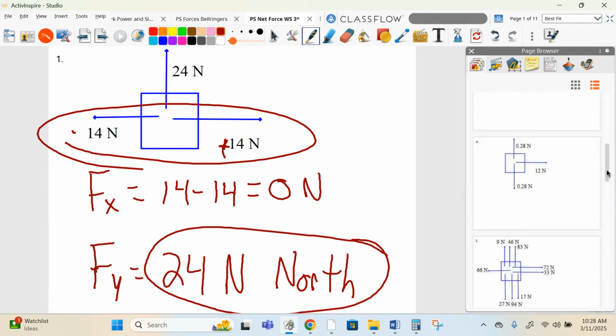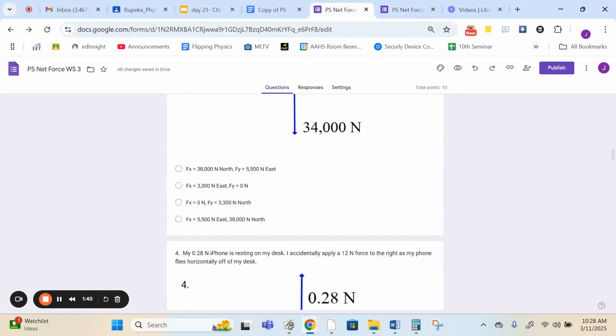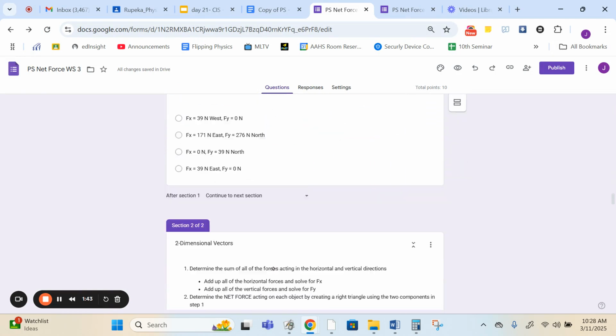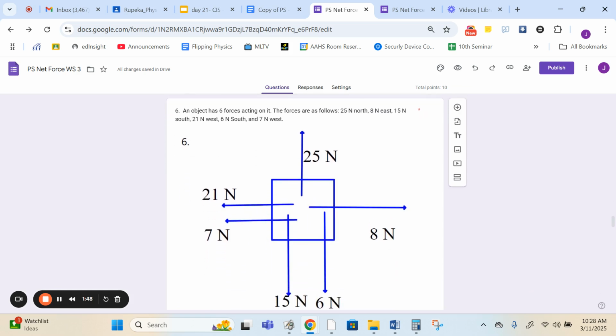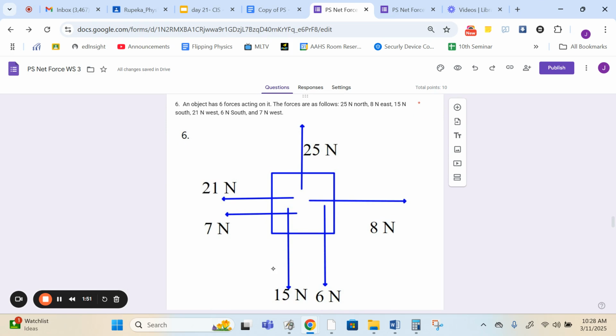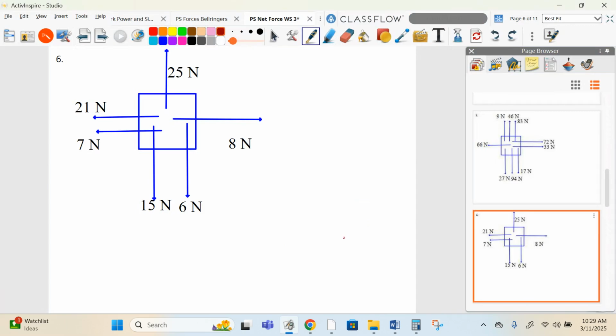But if I'm taking a look here at 2D, 2D is when I have problems that don't cancel out. So if I look at how this one's worded, with number 6, we'll need to use the Pythagorean theorem for these ones. If an object has 6 forces on it, we have one that's 25 newtons north, we have 8 newtons east, we have 15 newtons south, 21 newtons west, 6 newtons south, followed by 7 newtons west. So we have a little bit more in terms of the forces involved.